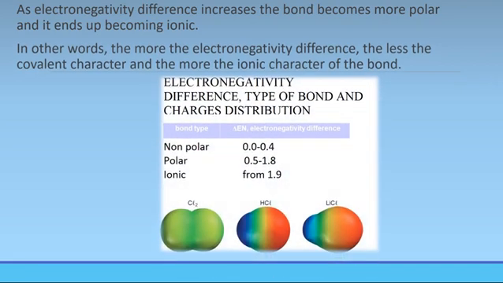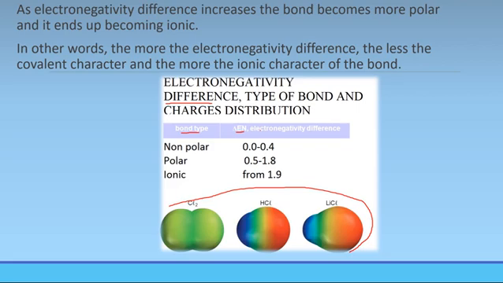Here we have a table showing the electronegativity difference, the type of bonding, and the charge distributions. We have the bonding type here, electronegativity difference, and the distribution of charges here. For non-polar bonds, the electronegativity difference is between 0 and 0.4, and for polar bonds, the electronegativity difference is between 0.5 and 1.8, while for ionic bonds, the electronegativity difference is from 1.9 and above.